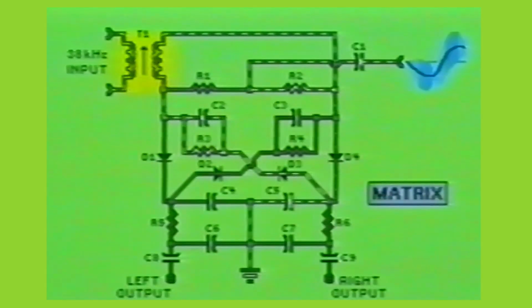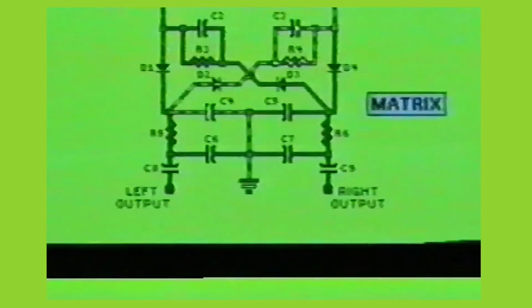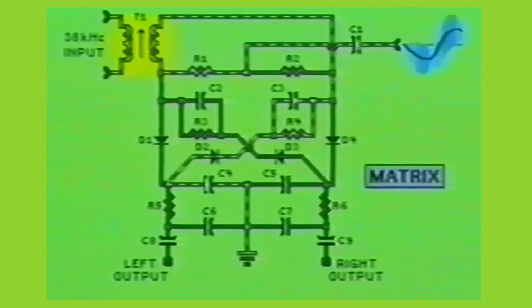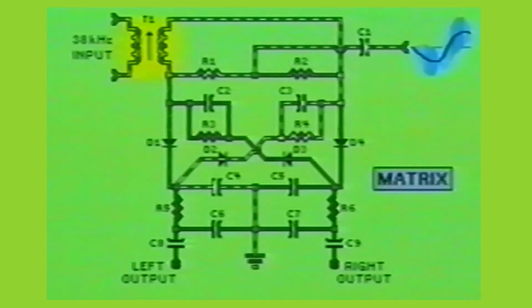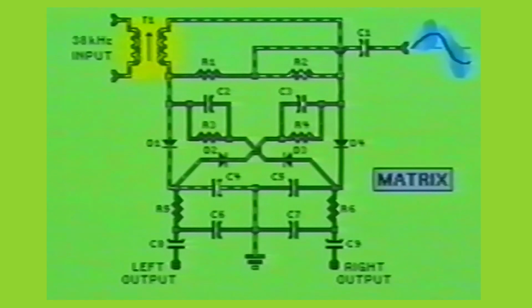On the second half cycle of the 38 kHz signal, the audio signal at the R1-R2 junction may still be a negative crest. In this situation, diode D1 will conduct less and diode D2 will conduct more, placing a negative charge on capacitor C4. During the same 38 kHz second half cycle, when the audio signal happens to be a positive crest, diode D1 will conduct more than diode D2, placing a positive charge on capacitor C4.